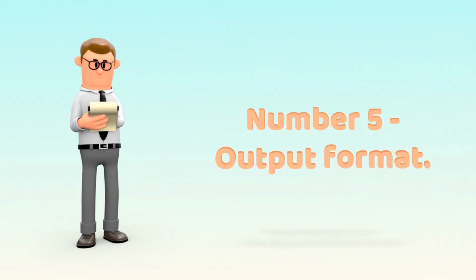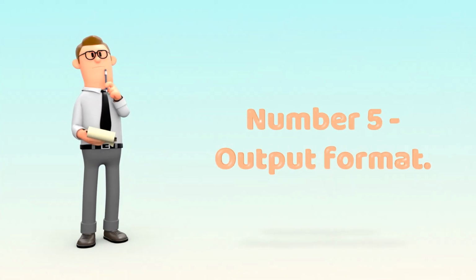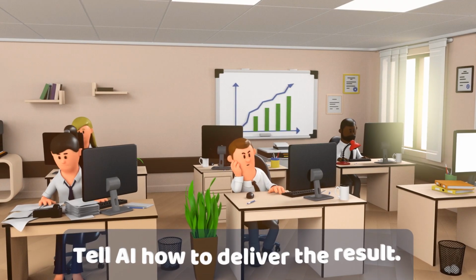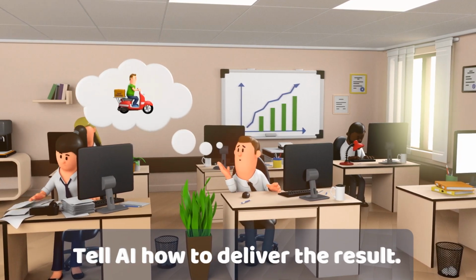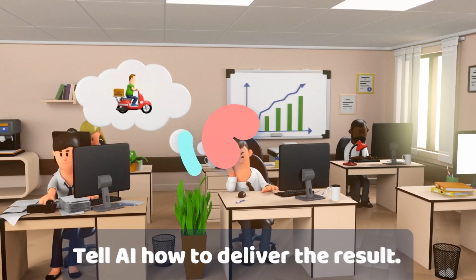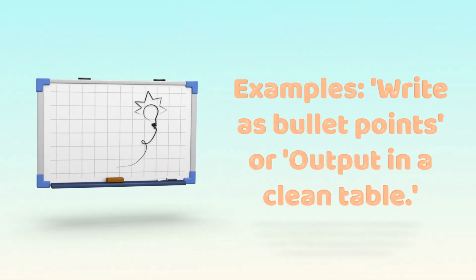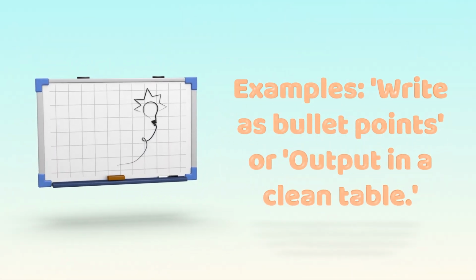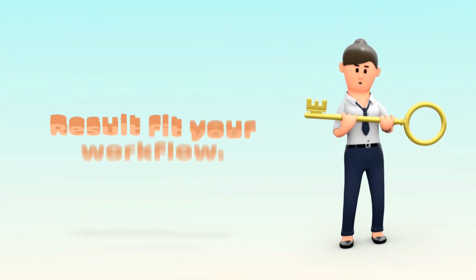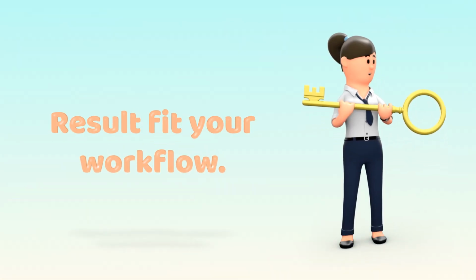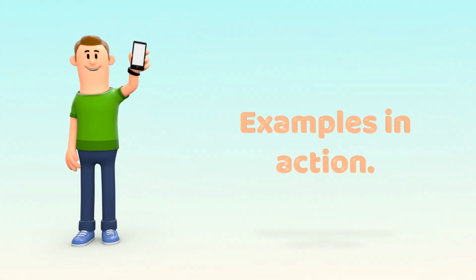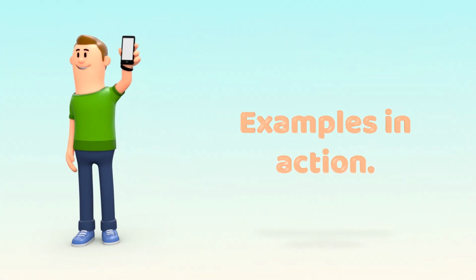Number 5, output format. Finally, tell the AI how to deliver the result. For example, write it as bullet points or output in a clean table. This ensures the result fits your workflow right away. Now, let's see the structure in action with a few quick examples.